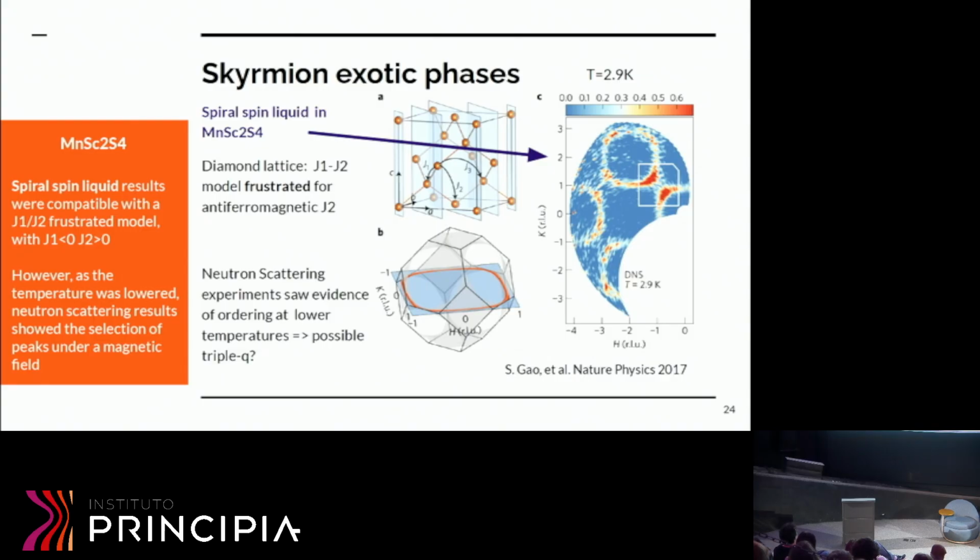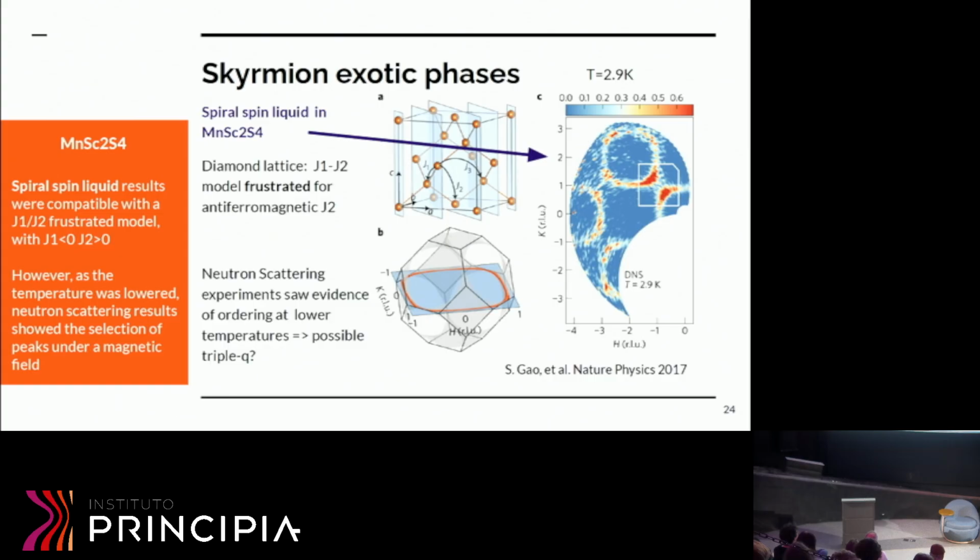So the first work is regarding this material, which is a 3D material where manganese lies in a diamond lattice. And it is well known that in the diamond lattice, even for ferromagnetic nearest neighbors, if you go to second nearest neighbors antiferromagnetic, the lattice is frustrated, and for a range of J2, J1, J2 being the exchange couplings, you will have a spiral spin liquid.